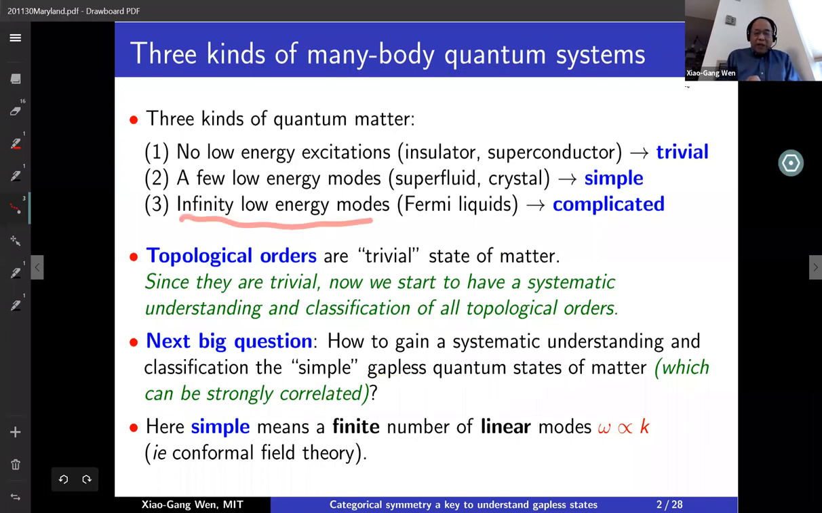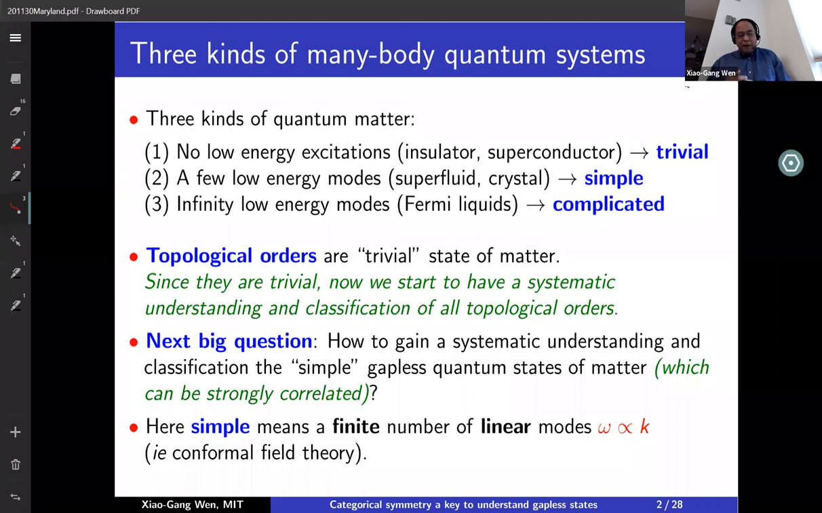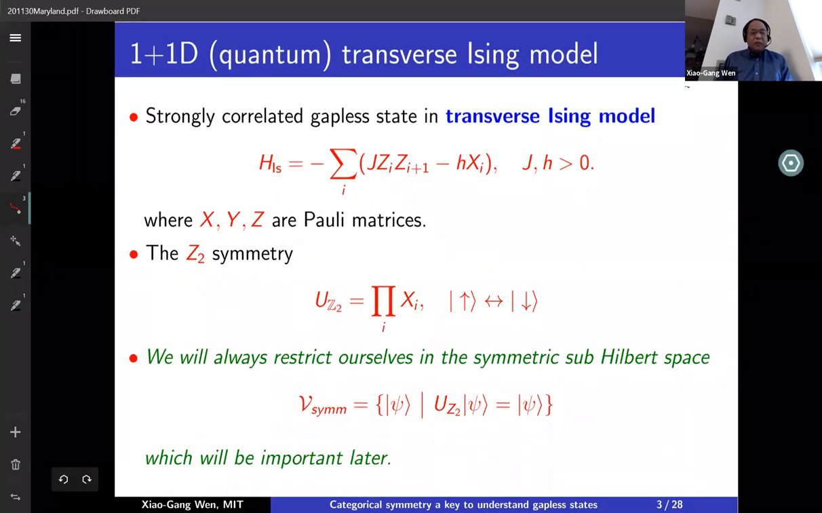But when you have an infinite number of low energy modes, it's hard. So let's do the simpler one. Let's work on the simple gapless states. So how to understand simple gapless states? Here by simple, I mean there's a finite number of linear modes, so basically some kind of conformal field theory. And there is some hope this kind of simple gapless state probably can be understood systematically. And so here we will try to provide some kind of effort or some kind of proposal, to try to move in that direction.